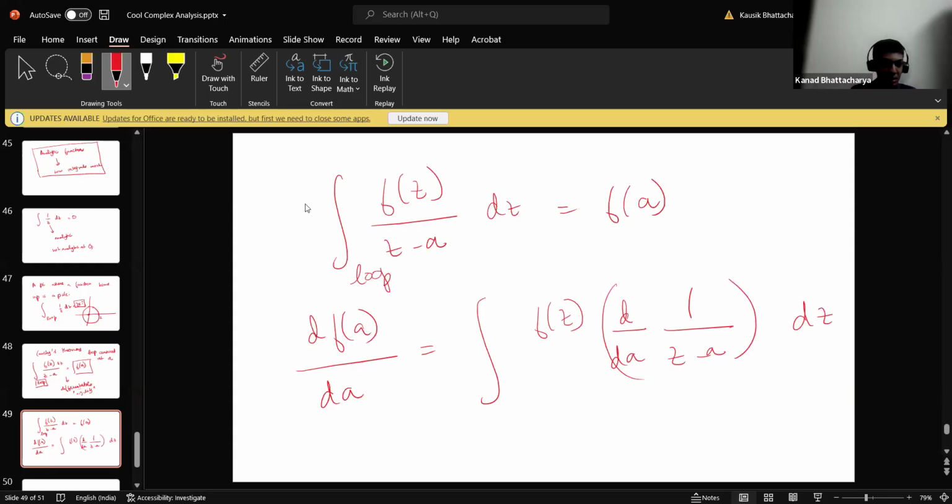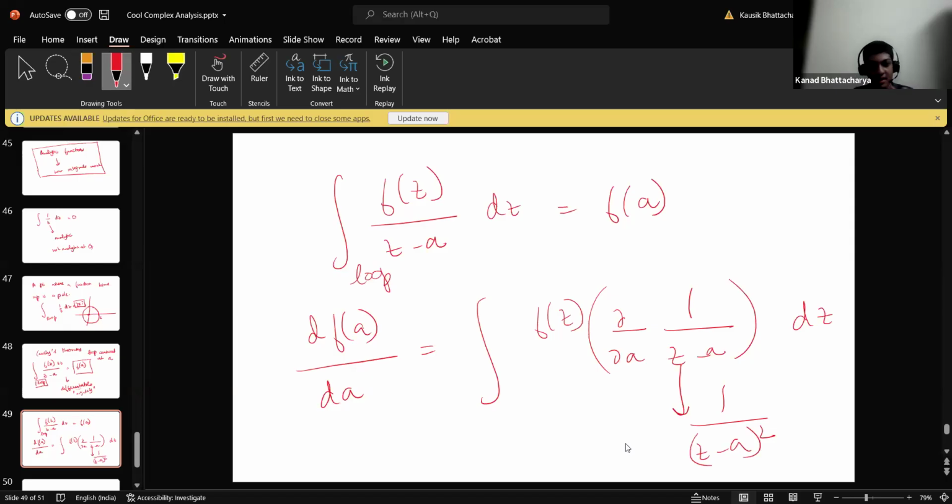Actually, when we're evaluating this derivative, we're looking at the change as we vary a. Once we enter the integral, when we look at the integrand, we're no longer looking at how z itself changes when we're evaluating this integral. So this derivative is actually a partial derivative. In any case, it does not matter; you can think of it as a normal derivative. And if you evaluate this out, you get 1 by (z minus a) squared.